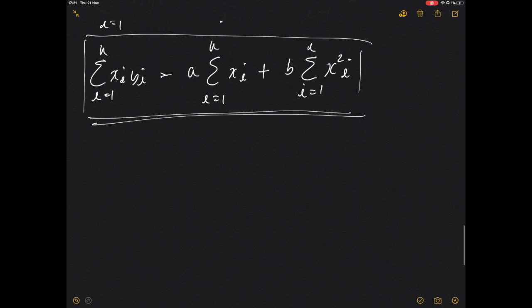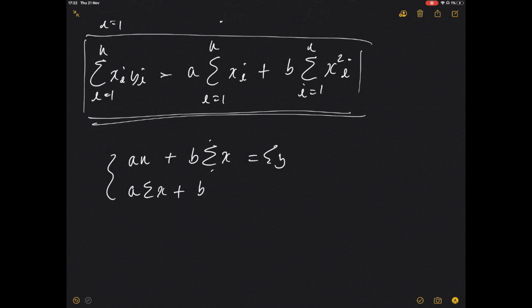So if we just get rid of a few of these subscripts and neaten this up a bit, what we can actually find is we now have a set of simultaneous equations: an plus b sigma x equals sigma y. We've missed the limits on the top, but don't worry about that, we're just doing it to tidy it up. And a sigma x plus b sigma x squared equals sigma xy.